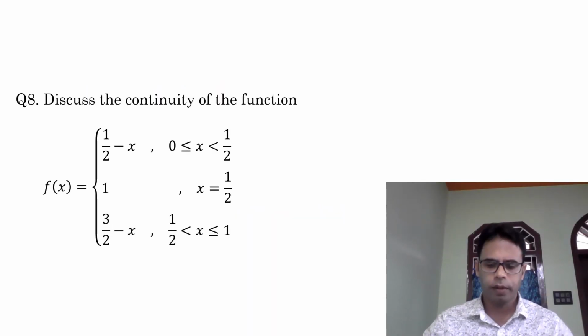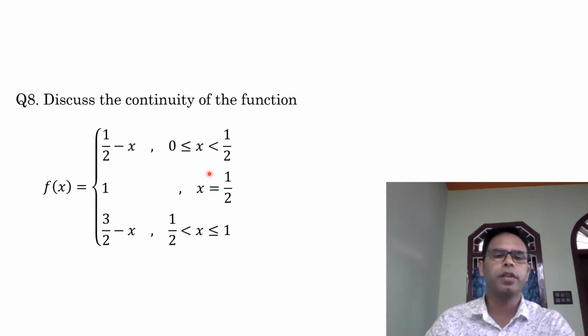This is our question. Discuss the continuity of the function. This is the function f(x) is equal to half minus x when x is between 0 and half, it is equal to 1 when x is equal to half, and it is 3 by 2 minus x when the values of x are in between half and 1.